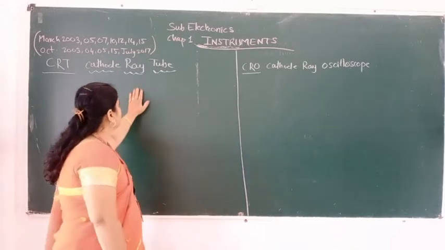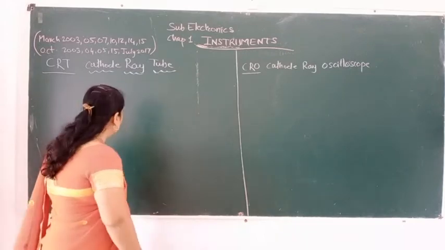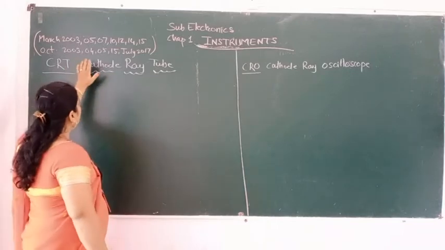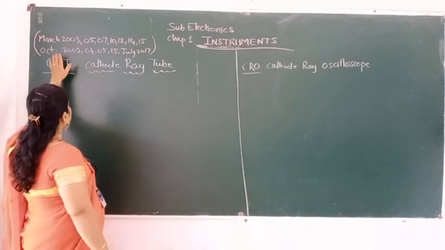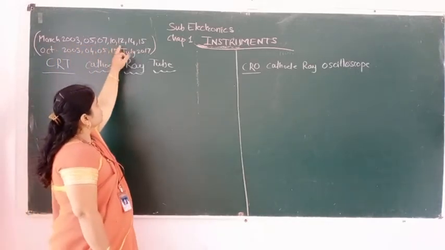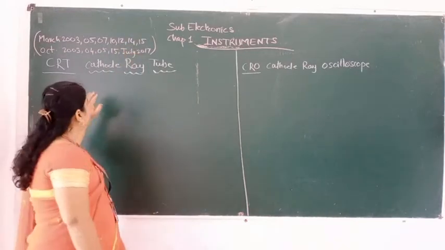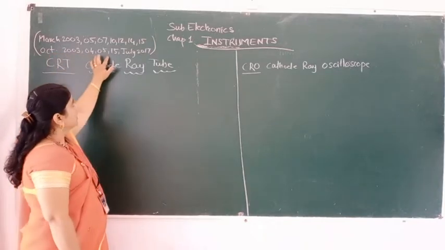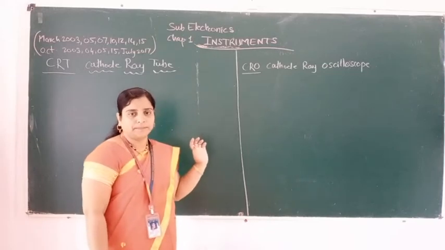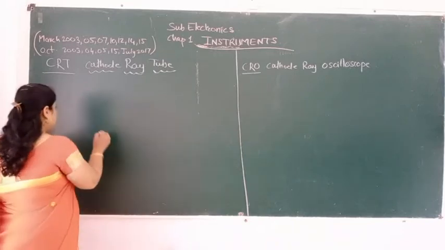Now we are going to see the cathode ray tube. What is the block diagram of cathode ray tube? This question has been asked so many times, 10 times. It is a 4 marks question. It was asked in 2003, 2005, 2007, 2010, 2012, 2014, 2015, and in October 2003, 2004, 2005, 2015 and July 2007. See how important it is. So let's concentrate on the circuit diagram of this.